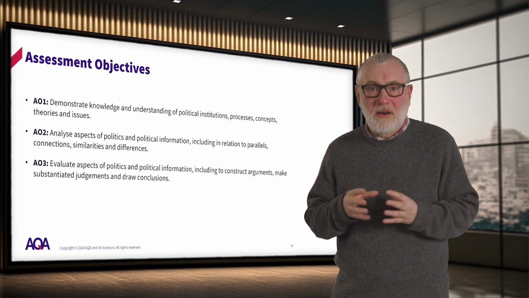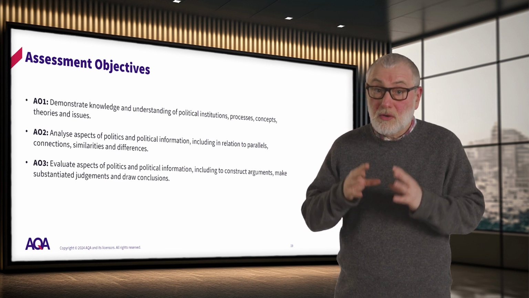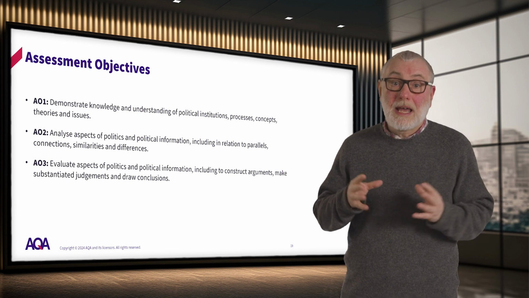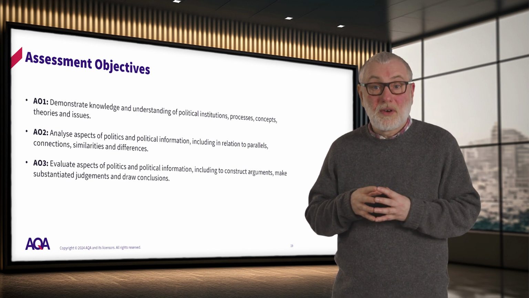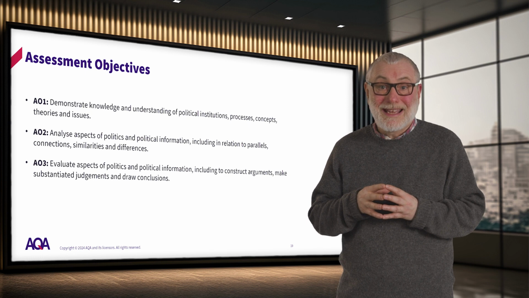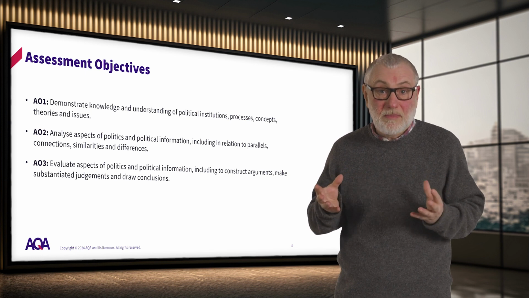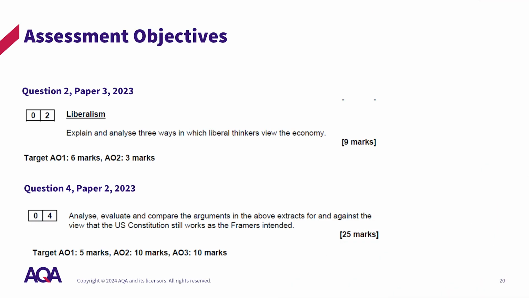AO1 and AO2 are examined in relation to Section A questions across all 3 papers, while AO1, AO2 and AO3 are examined in relation to Section B and C questions across all 3 papers. Examples of how assessment objectives are used together can be seen in the 2 questions on the slide, with the 9-mark question being split between AO1 and AO2, while the 25-mark question is split across all 3 assessment objectives.